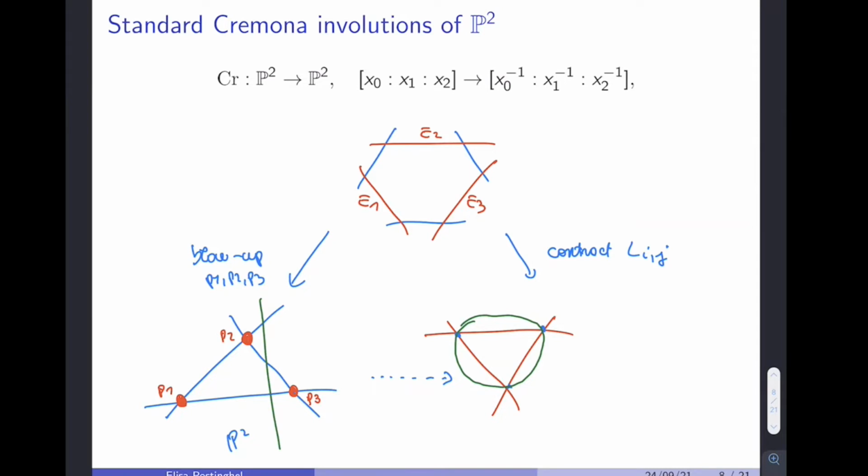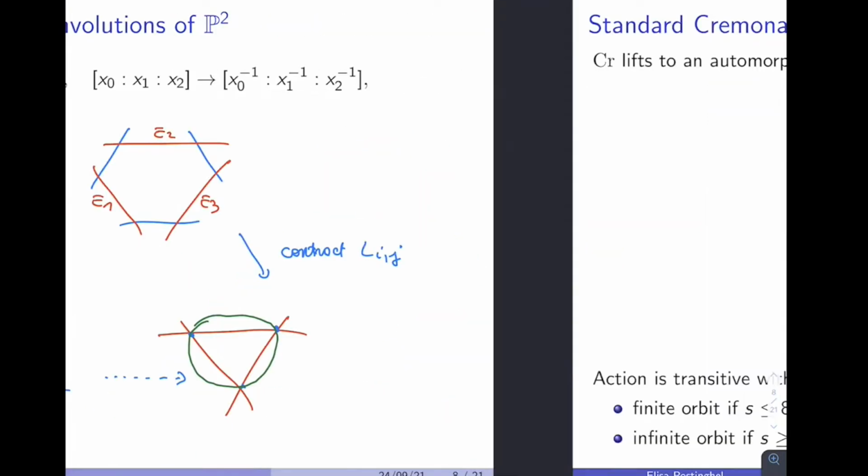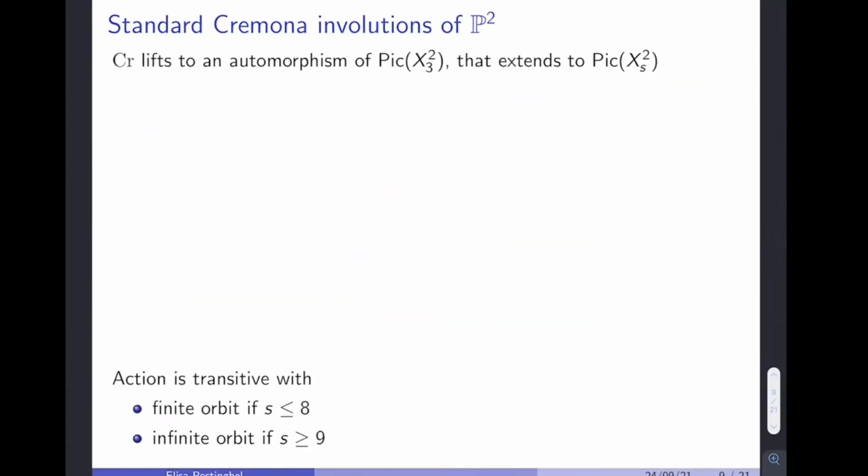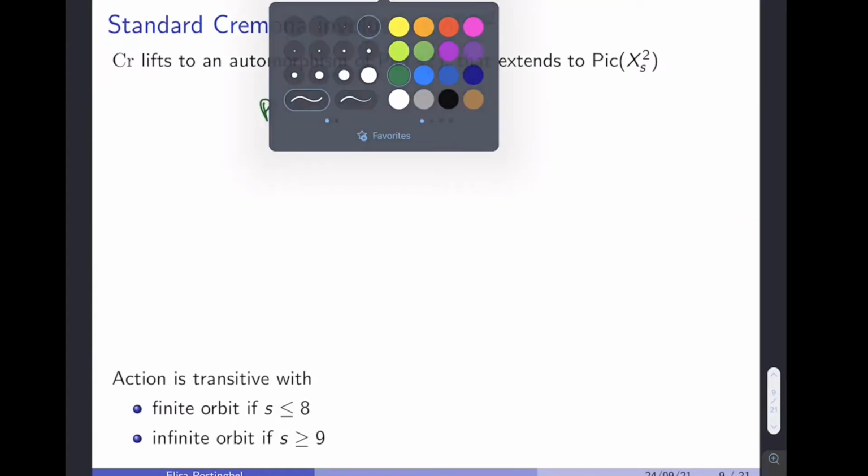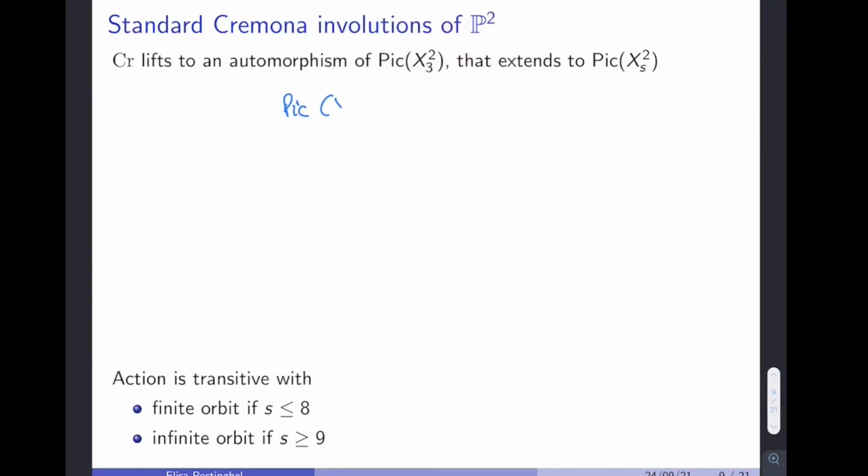And if I want to describe this in coordinates, I'm going to do it here. So I'm going to write in coordinates how the Cremona involution lifts to an automorphism of the Picard group of the blow up of P2 in 3 points, or more generally, the blow up of P2 in s points. I can extend by linearity. So I see how it acts on the Picard group.